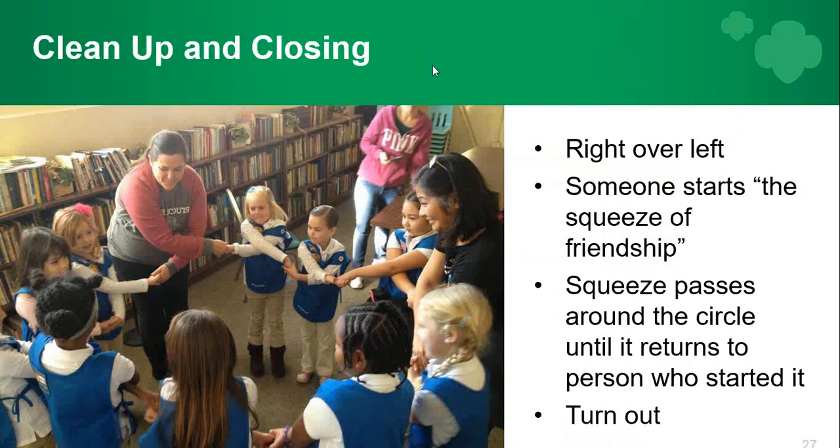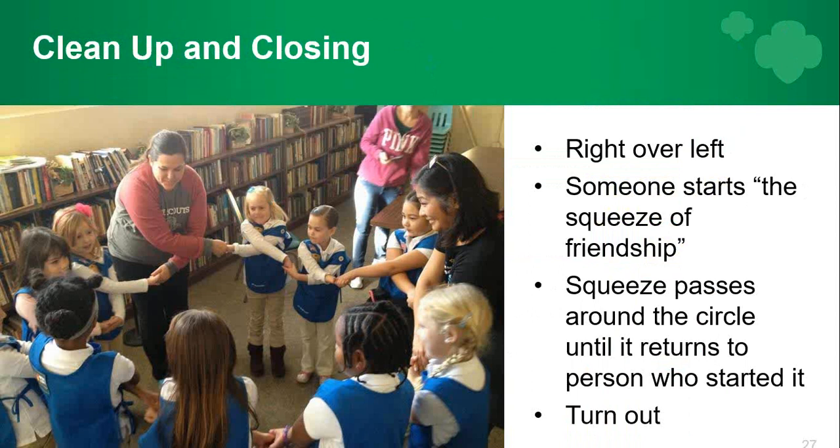There we go. Okay, so we have come to the end of our meeting, and we suggest that you end your meeting with another Girl Scout tradition called the Friendship Circle. This is how it works. And there's a picture, and I know it's probably hard to see me. Right over left, join hands facing inward. Everybody's looking at each other.